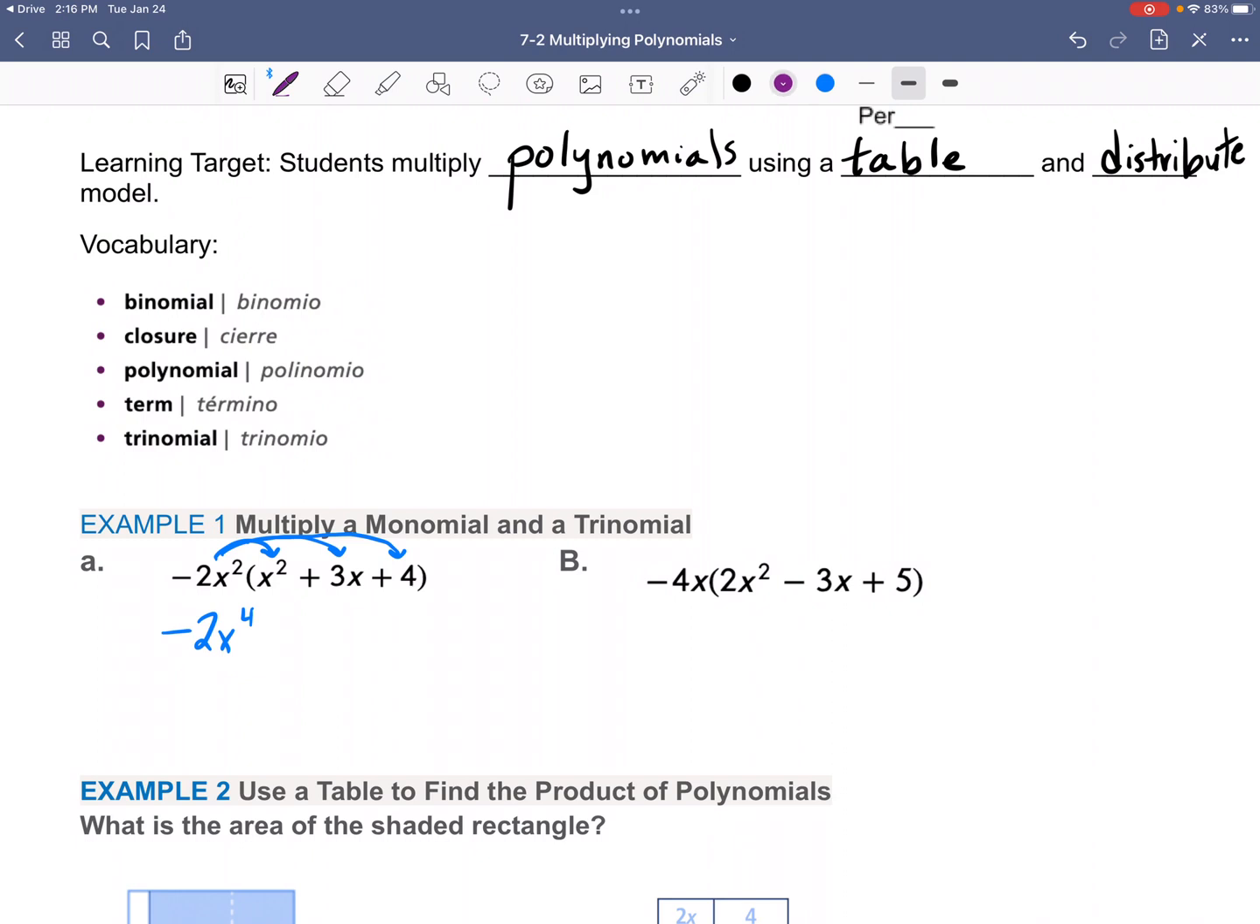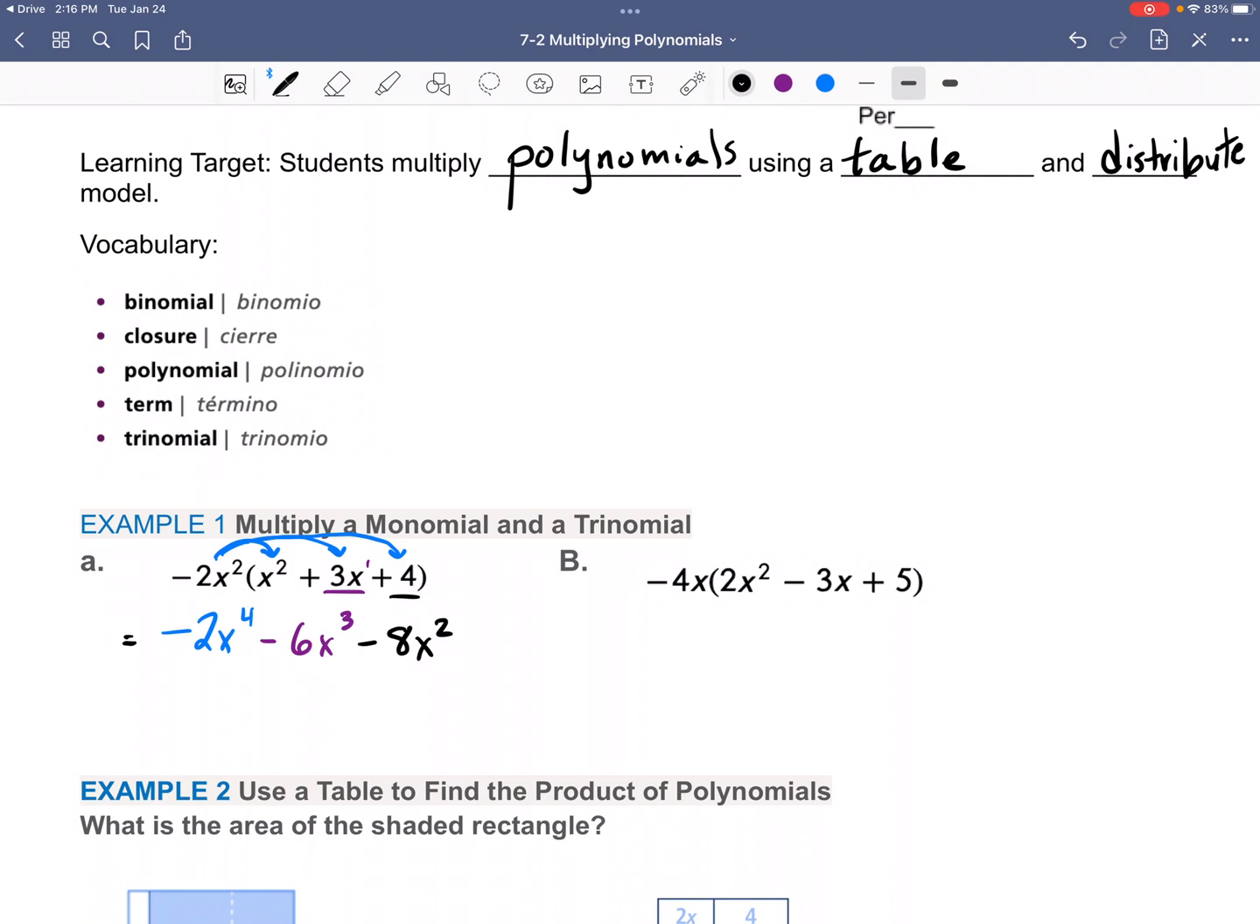Then for the second number that we multiply by, we're going to get negative 6x to the third because we added those exponents. And then we would have the third number that we multiply, which is the 4. So negative 2x squared times 4 is negative 8x squared. And that is our answer.